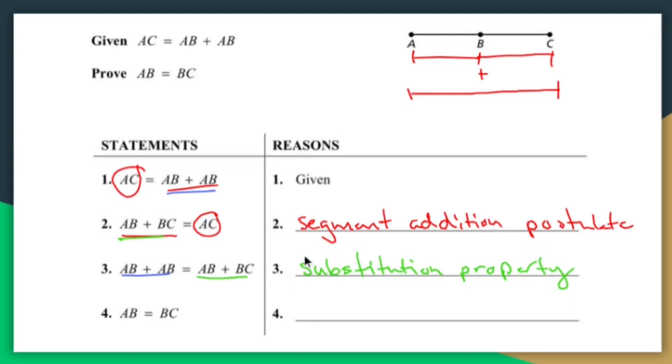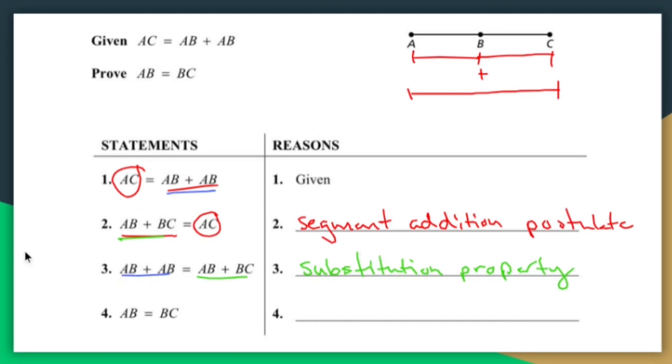Now, how did I do that? I replaced AC with AB plus BC. So technically, I could just write it out. Either way, I wrote it out. You could also use the transitive property, but I already said substitution. We're leaving it at that.